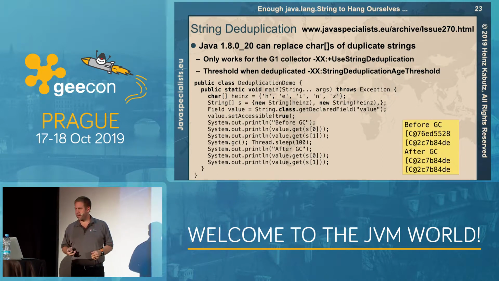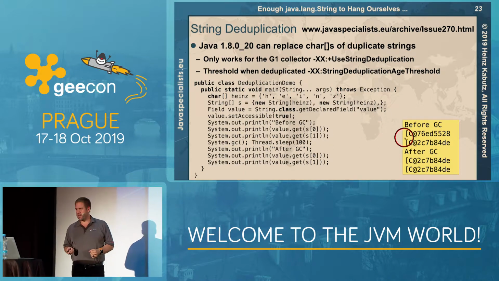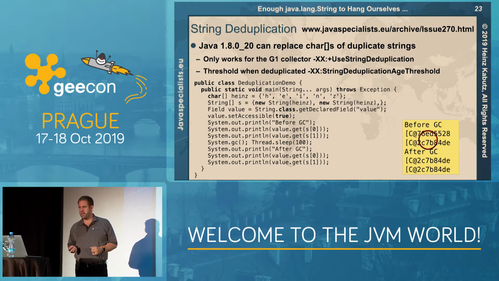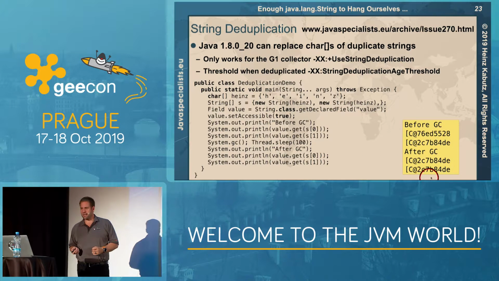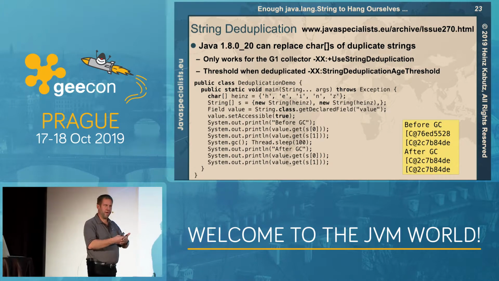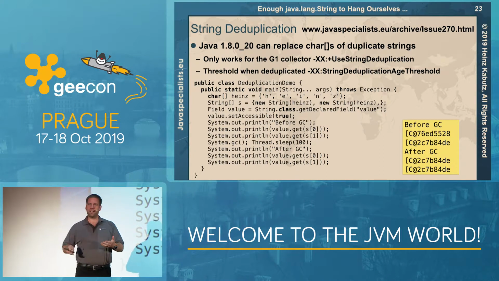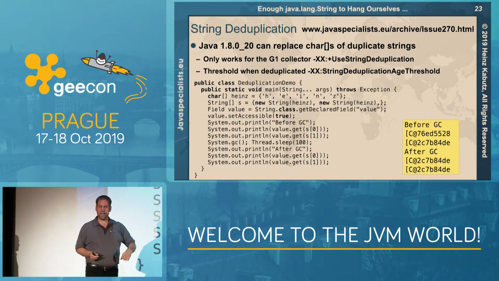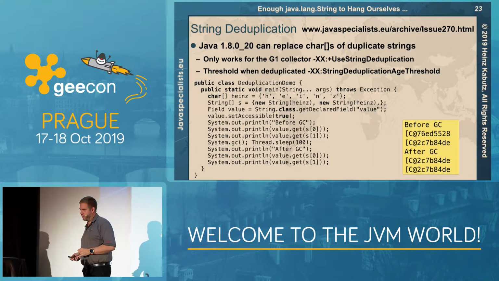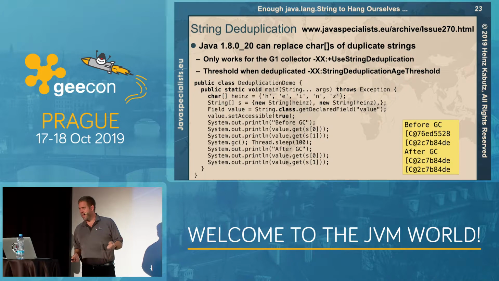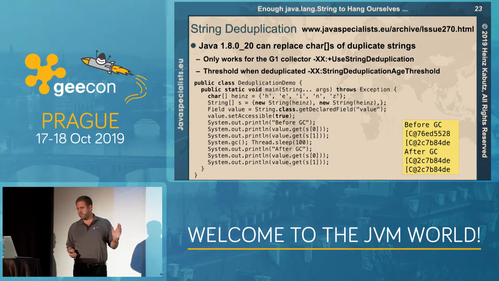So if I look at the before GC, you can see that these are 2 different char arrays. And after GC, it's pointed to the same char array. So one of the char arrays is thrown away, it's garbage collected, and the other one is kept. So it's sharing that. This happens transparently. You have to turn it on explicitly, and it's only for G1.